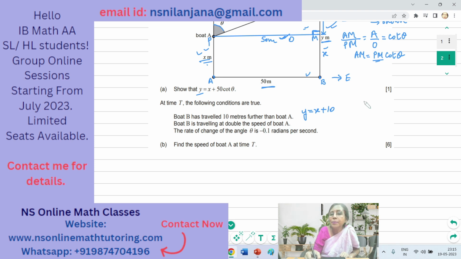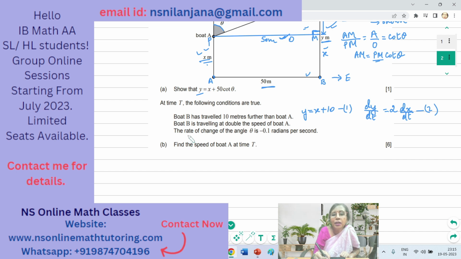So boat B's speed, this is equation number 1: boat B's speed, dy/dt, is equal to double, meaning 2 times the speed of boat A. What is the speed of boat A? dx/dt. This is equation number 2.